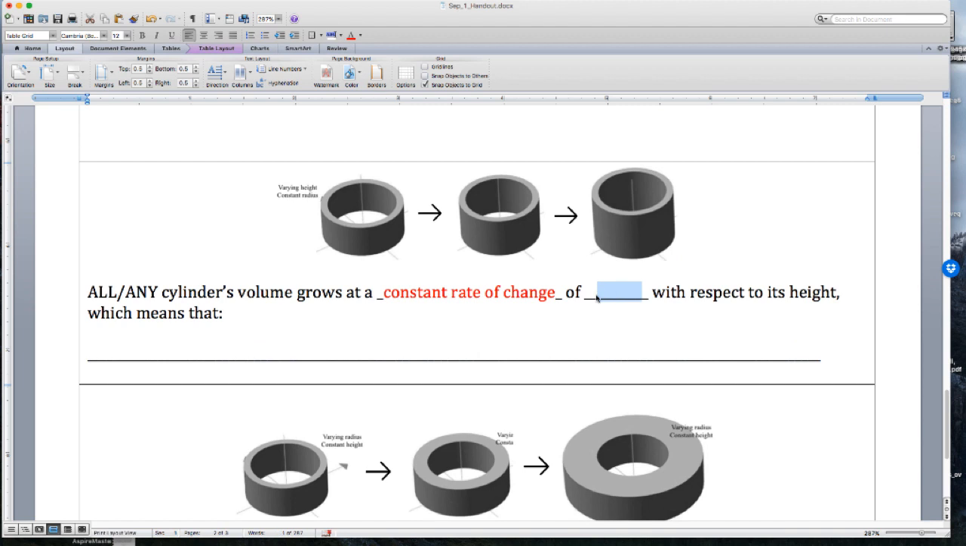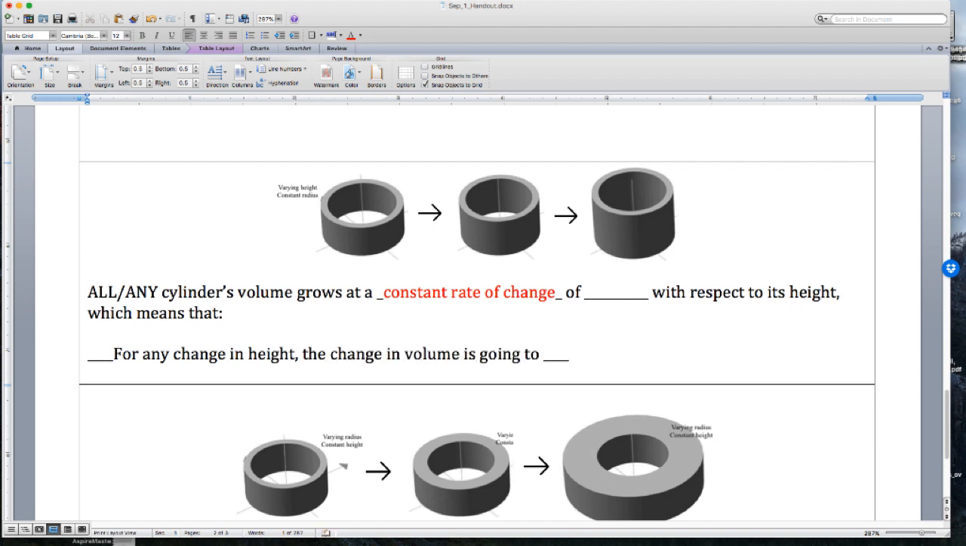Okay. Do you guys all agree it was a constant rate of change? In fact, I think we have a student already described that before we started. Who wants to take a guess? In fact, let me do this. I'm going to go ahead and fill in what we mean by it. We mean that for any change in height, the change in volume is going to be blank times as large as change in height. So imagine any cylinder.